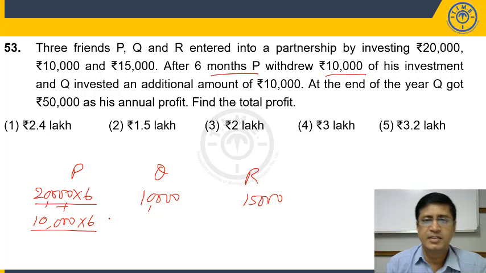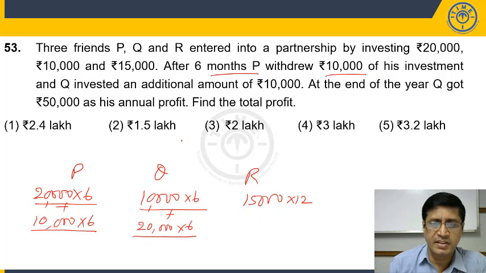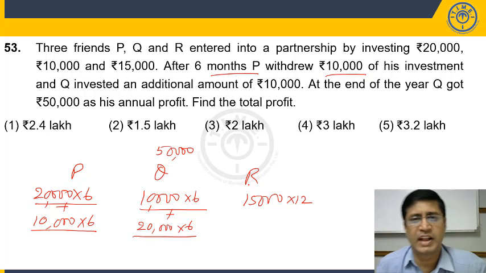So this is the total investment of P. And what about Q? Q additionally invested here. So after 6 months additionally invested means 10 plus 10, it becomes 20,000 for the remaining part of the period. What about R? So R invested for the whole period. So no withdrawals, no investments. So what is Q's share? Q's profit is 50,000 out of the total annual profit. So total annual profit we need to find.